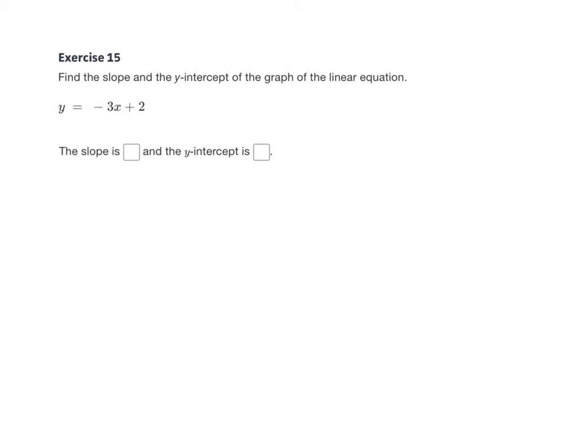Alright guys, we're going to run down the homework from last night, and we're talking about slope-intercept form.